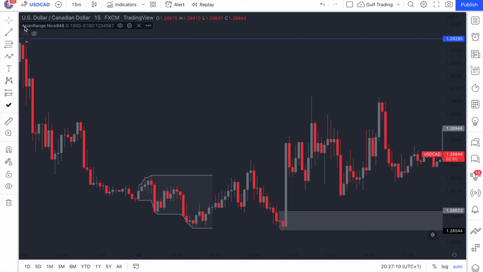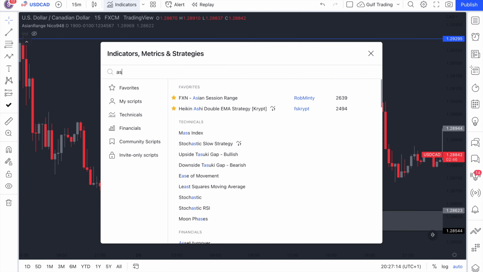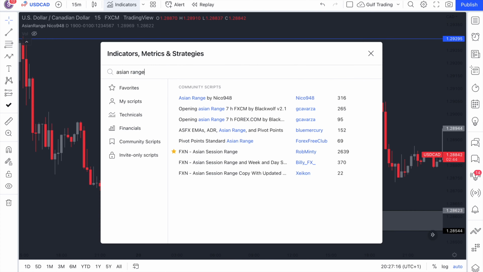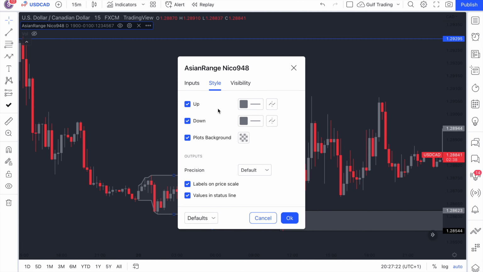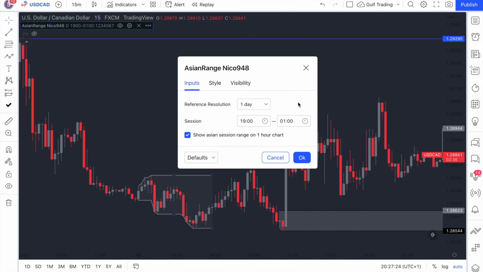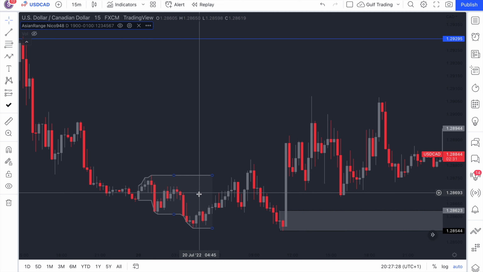And I use this indicator called Asian Range, Nico 948. So you just come to indicators and then search Asian Range. There, it's just this one, Asian Range by Nico 948. And then you can come into the settings, copy mine if you want to, but this is what I use. And it just creates a nice box and shows you the Asian Range.